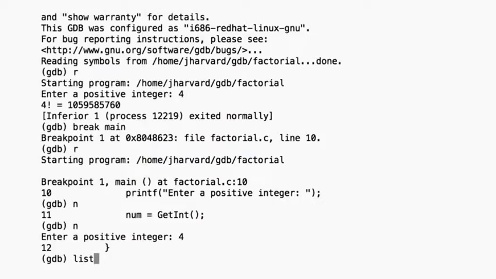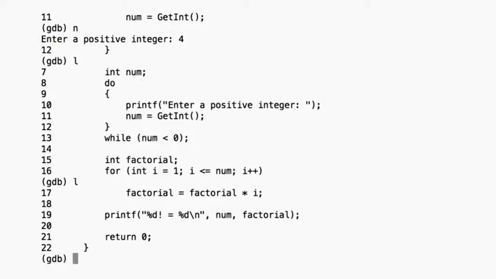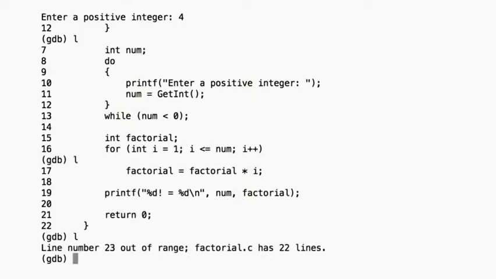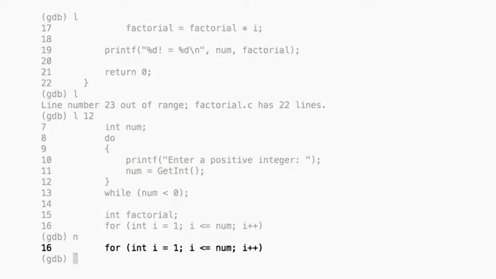If this ever gets a little confusing, we can pull up the source code in GDB with the list, or L, command. This prints out the source code that's centered around the line that we're currently on. If we type list, or L, again, we'll see the next set of lines print out. We can do this until we hit the end of the file. To get back to where we were, we can supply list with a line number. In this case, line 12. Anyway, let's move on. Now we're on the for loop.